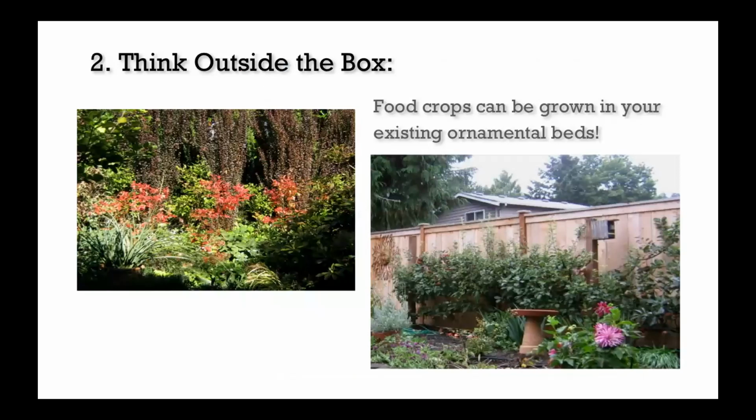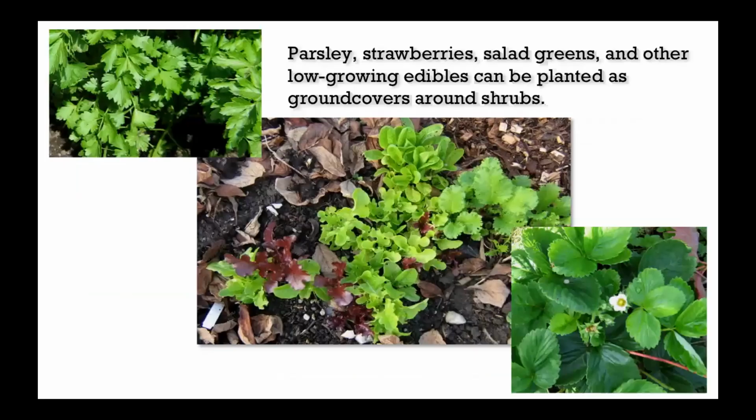You can mix and match and have beautiful food crops in with your ornamental beds. You can grow them as ground covers, like lettuce crops, strawberries, things like parsley. Any kind of low growing edibles can be planted around shrubs as the ground cover and be harvested like that.